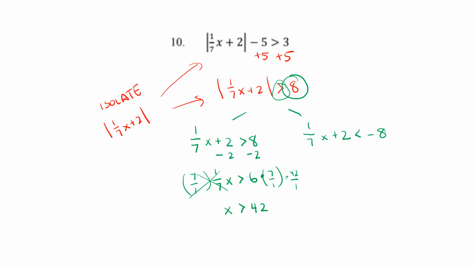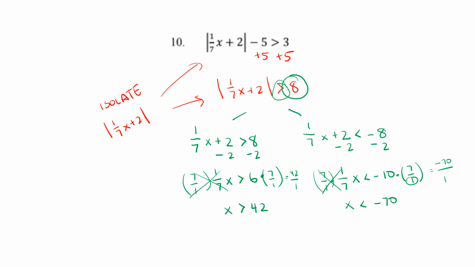Now let's solve that one on the right. Subtract 2, subtract 2. 1/7 x is less than negative 10. Multiply by the reciprocal. Multiply by the reciprocal. That's gone. We got x is less than negative 10 times 7 is negative 70. Divided by 1 is still negative 70. There's our two inequalities, which we can now graph on a number line.